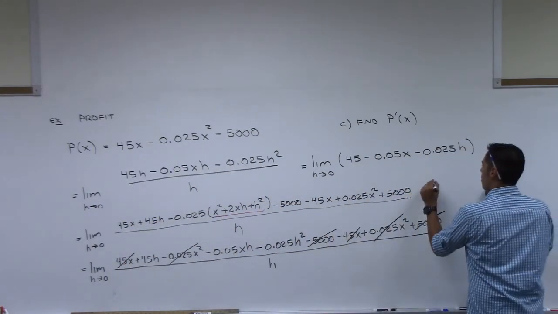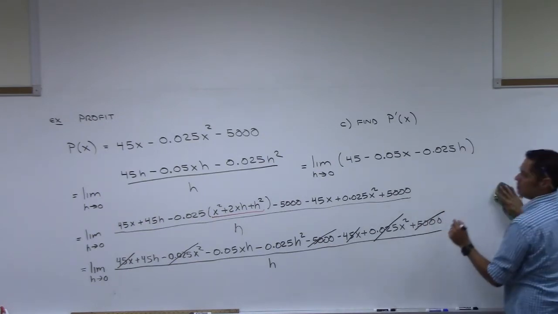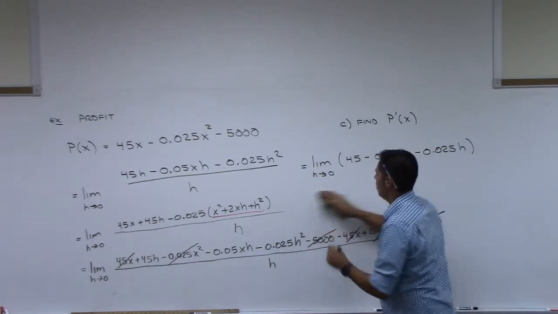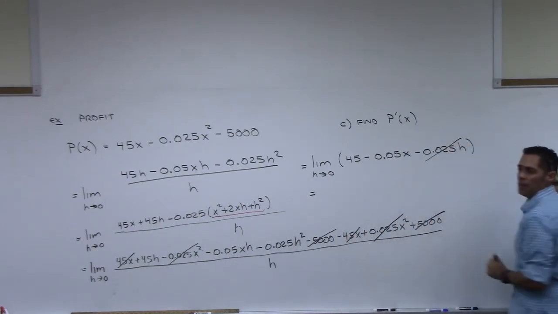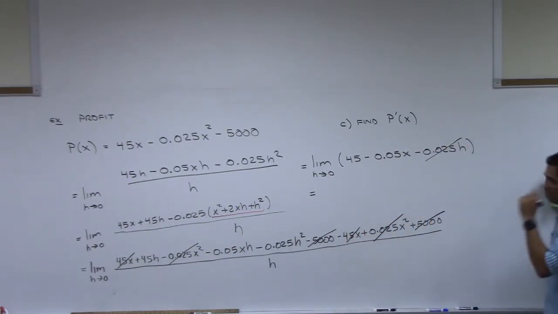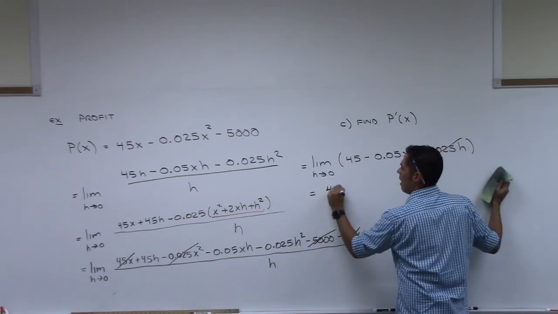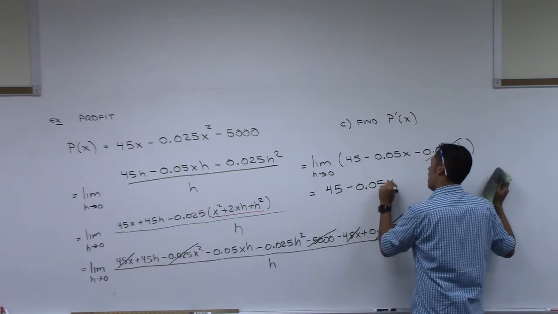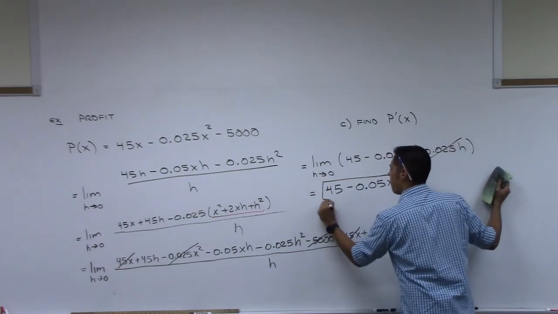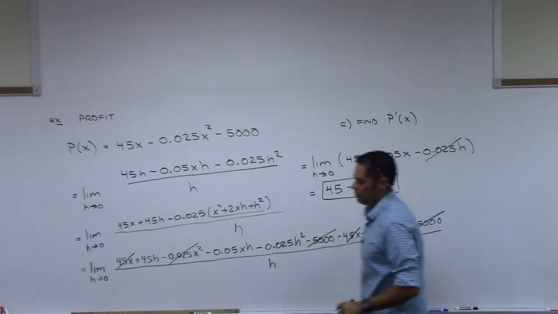Okay? So now at this point, I think I'm ready. Last step is to actually let h go to 0, and it's going to kill this one off completely. And so all I'm left with is 45 minus 0.05x. There it is. All right.